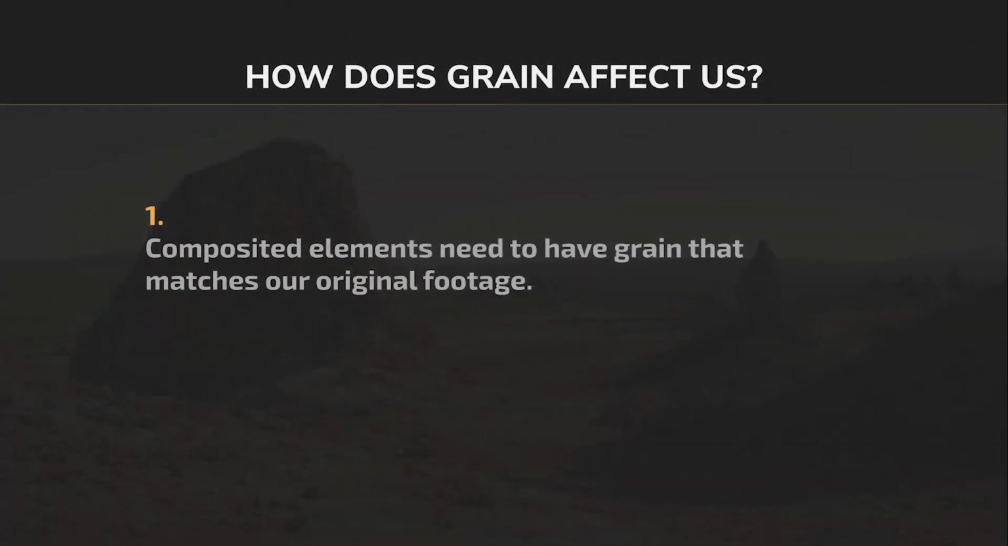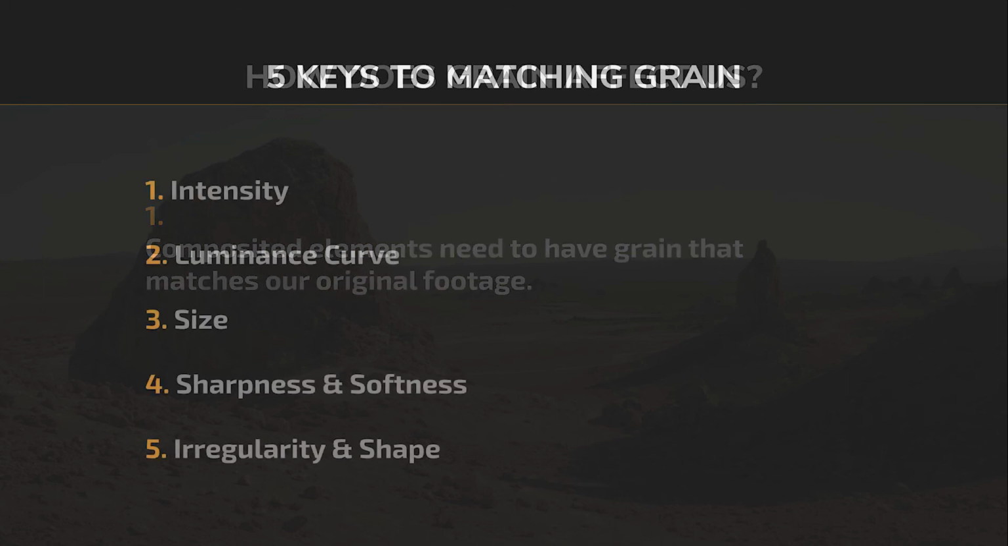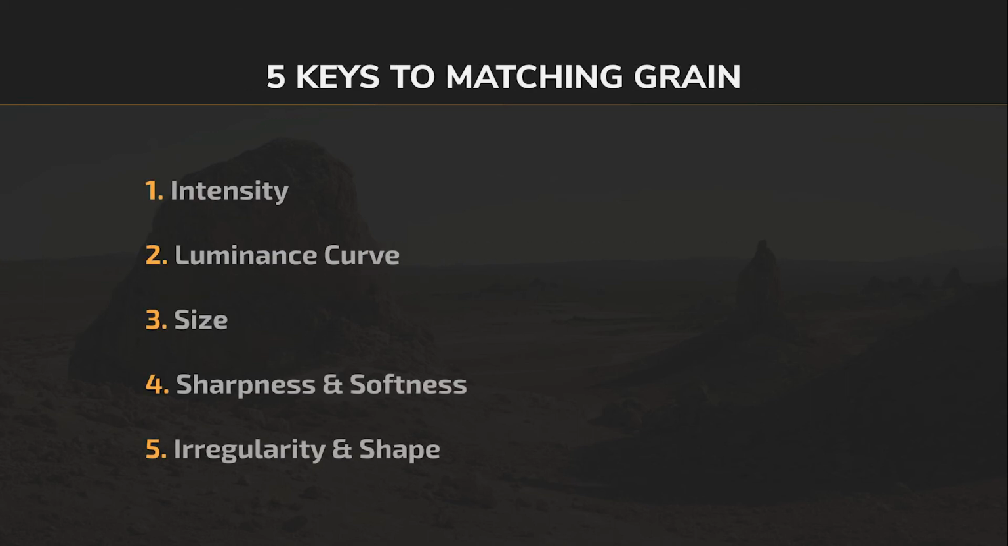The first is that any composited element that we're adding needs to have grain applied that matches our original footage. And what do we mean by matched grain? Well, we're looking for these five characteristics. The first is pretty obvious. It's the intensity. We want to make sure that the grain we're adding isn't too intense or too subtle. It needs to blend with the footage correctly.